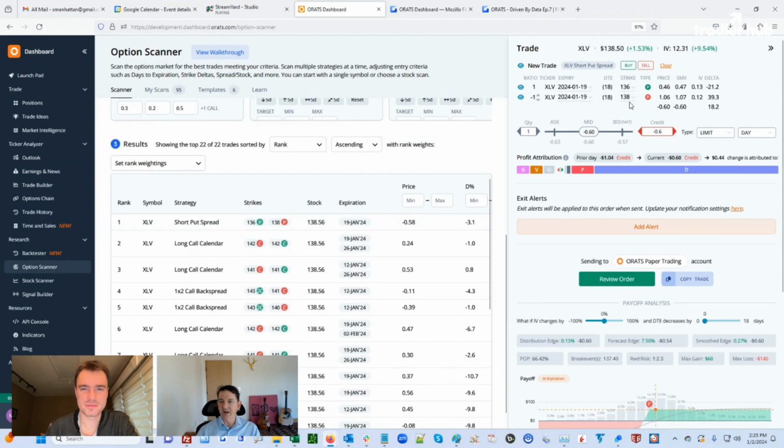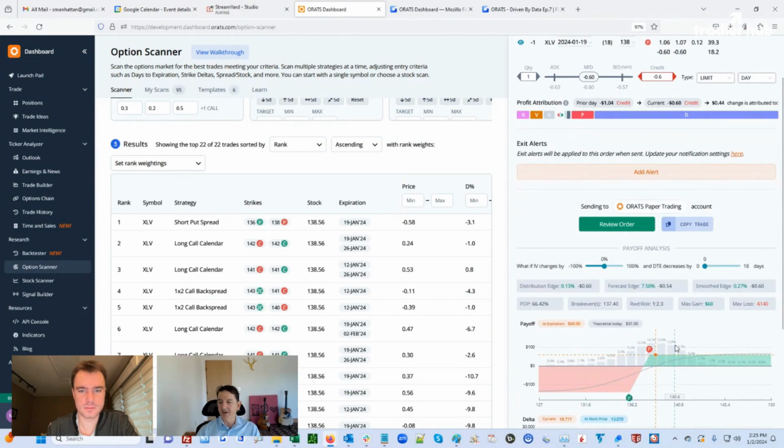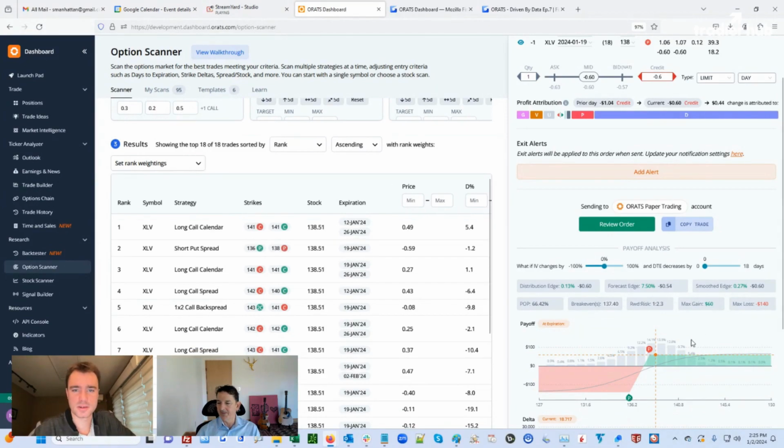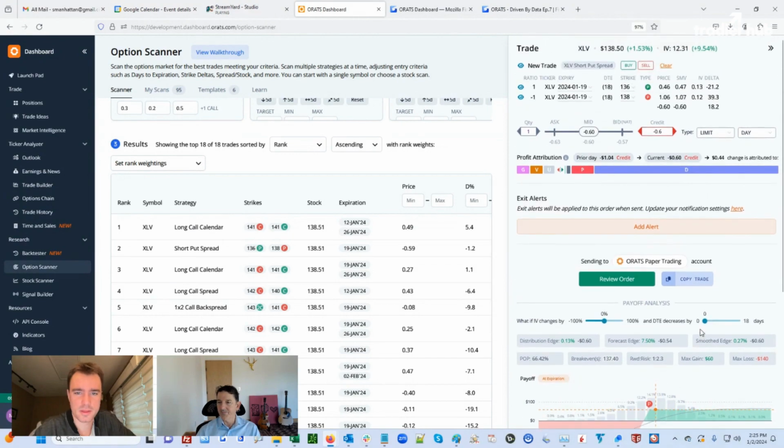So the stock's 138. You're selling the 138, but you're buying the 136. So the risk reward's 1 to 2. What do we think about that one, Tyler? That looks pretty good to me. Do you have any exit alerts that you want to add onto that? Are we thinking about exiting at a certain time?